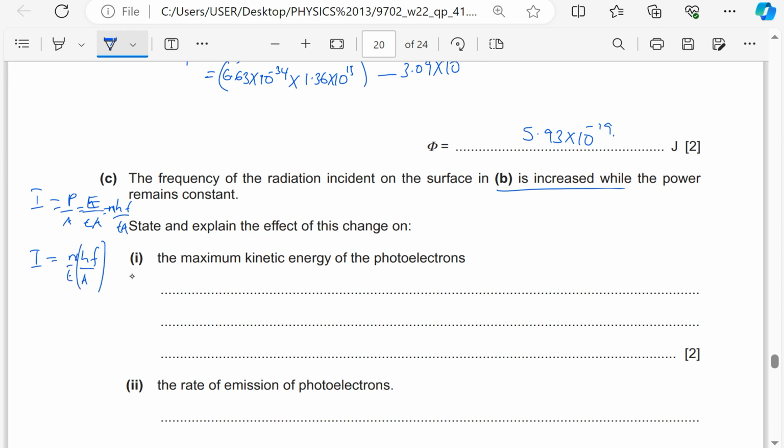State and explain the effect of this change on the maximum kinetic energy. Of course, hf is equal to phi plus Emax. If the frequency has been increased, and the work function is a constant, the maximum kinetic energy must increase, because the maximum kinetic energy is hf minus phi. So if f is increased, the maximum kinetic energy must increase. So I would say greater photon energy.